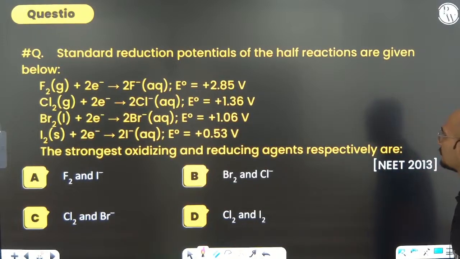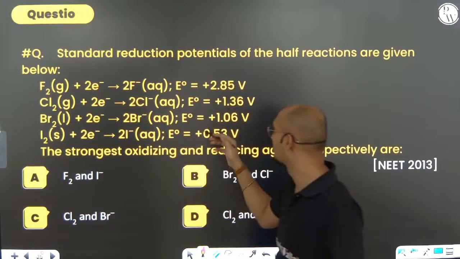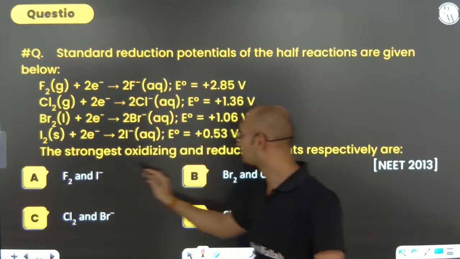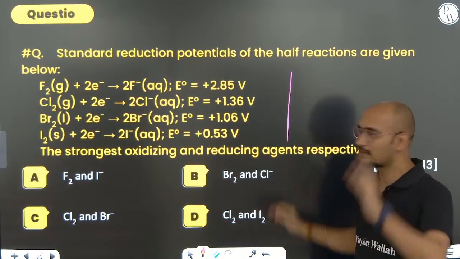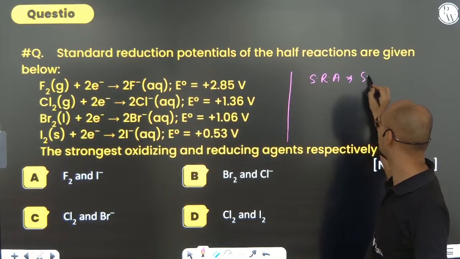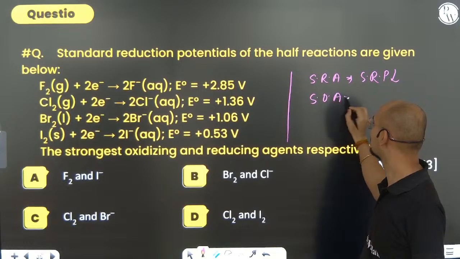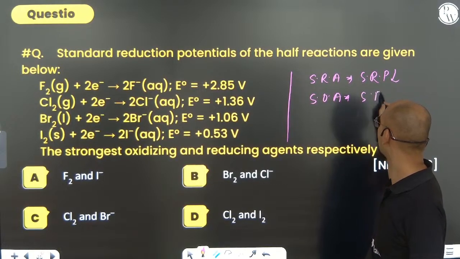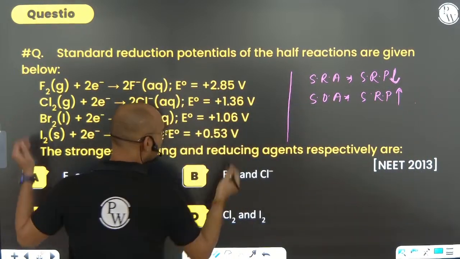Now the standard reduction potentials of the following reactions are given. Okay, these are the values. Can you see the SRP values are given? We need the strongest oxidizing and reducing agent. Always remember, for the strongest reducing agent, the SRP should be minimum, and for the strongest oxidizing agent, the SRP should be maximum. Okay, let's see where the SRP is minimum.